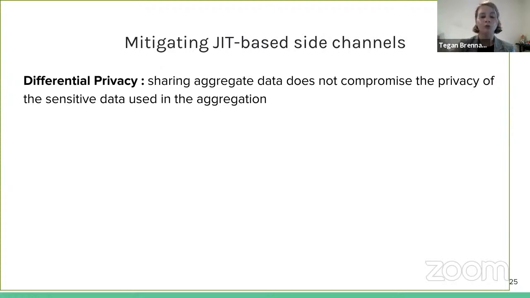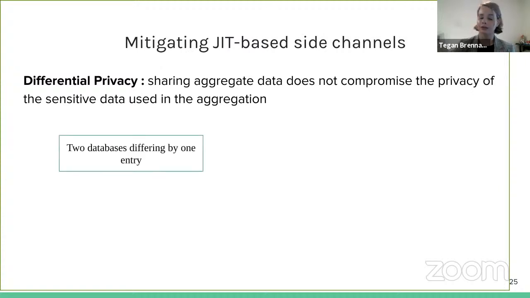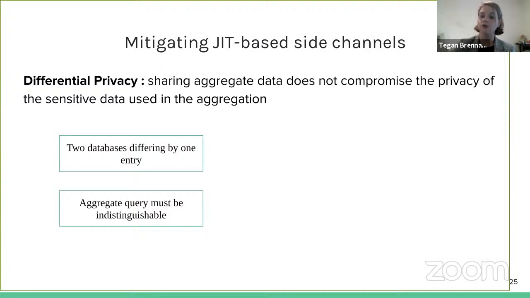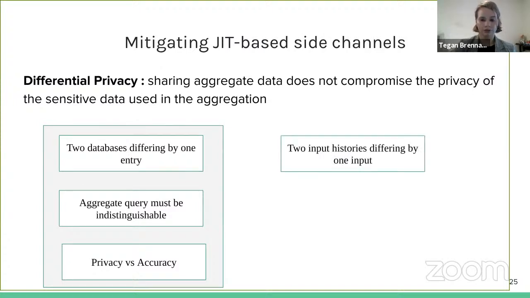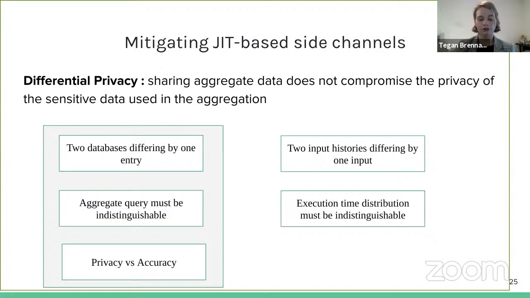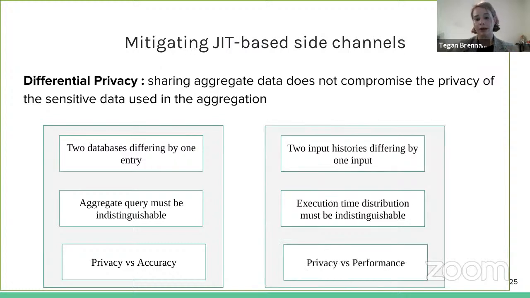In a traditional differential privacy formulation, we consider 2 databases that differ by 1 entry, and we want to ensure that any aggregate query over these databases must be indistinguishable. In doing so, we introduce a trade-off between privacy and accuracy. In my extension of differential privacy to runtime systems, I'm considering 2 input histories that differ by 1 input. I want the execution time behavior of the runtime resulting from those input histories to be indistinguishable. And in doing so, I introduce my own trade-off between privacy and performance.